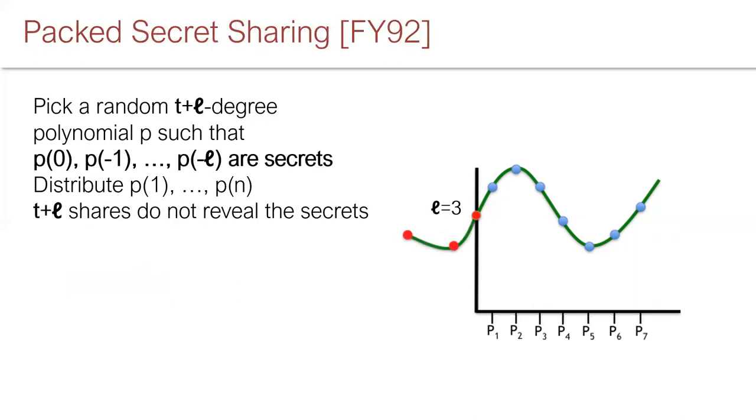One of the most influential ideas in scalable MPC is packed secret sharing, where instead of sharing a single secret, we share a block. This allows for constant amortized overhead, where many multiplications can be performed in parallel, similarly to SIMD operations in fully homomorphic encryption. On the other hand, we slightly lose on the parameters, where the degree of the polynomial is increased by the block size.